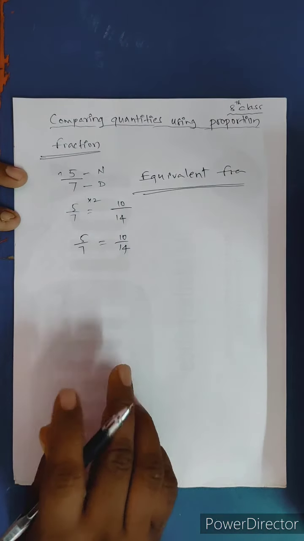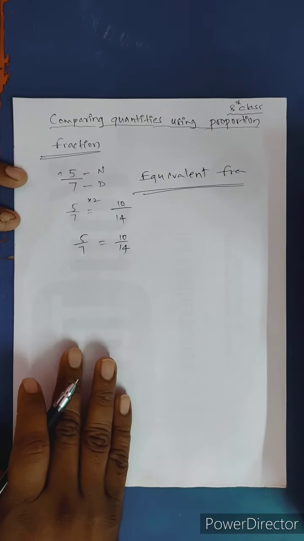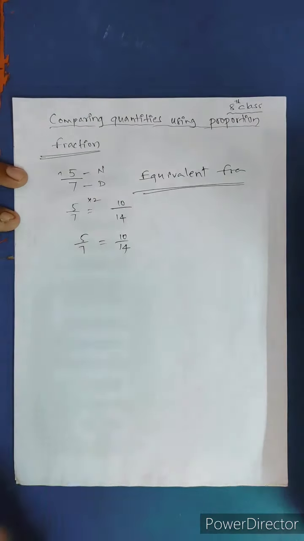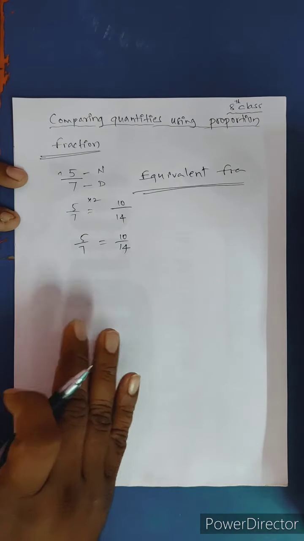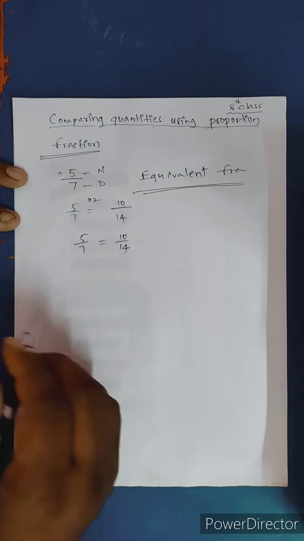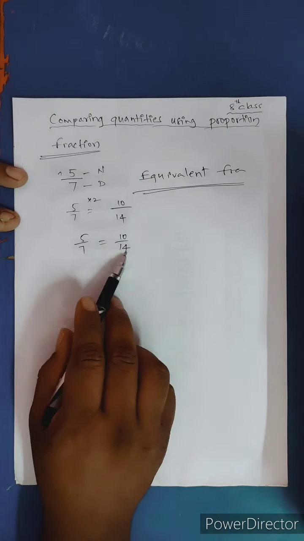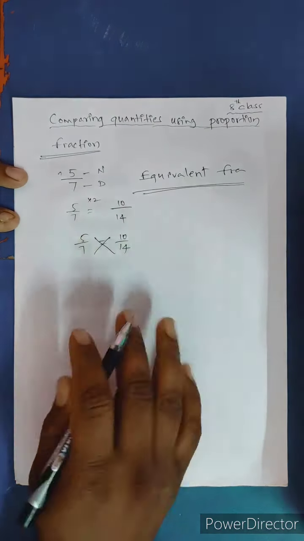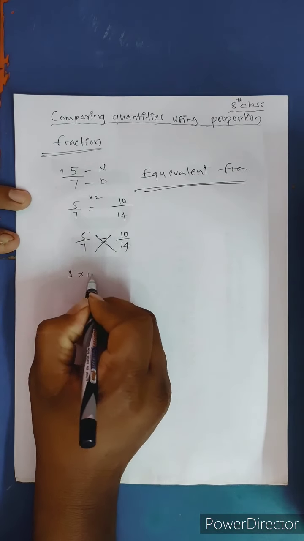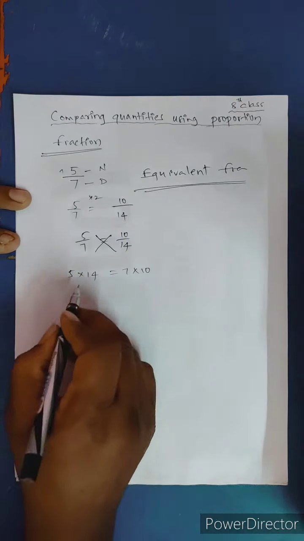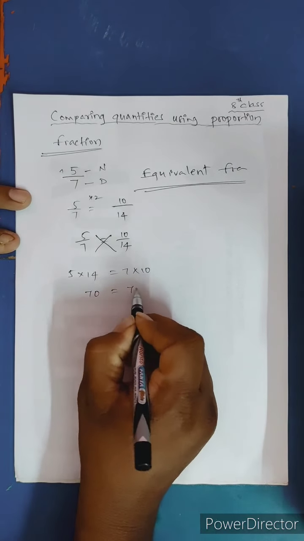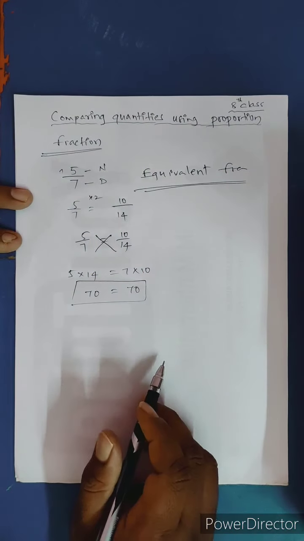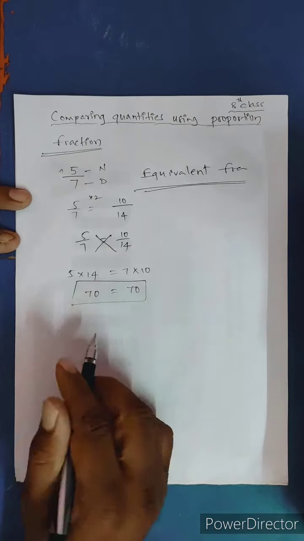These two fractions are the same quantity, same value, but their figures are different. Their numerators are 5 and 10, denominators are 7 and 14. Numbers are different, but their value is the same. If somebody asks you whether these two fractions are equivalent fractions or not, how can we check? Cross multiplication. 5 times 14, 7 times 10. 5 times 14 is 70, 7 times 10 is 70. These two are equal. So these two fractions are equivalent fractions, like we learned in previous classes.